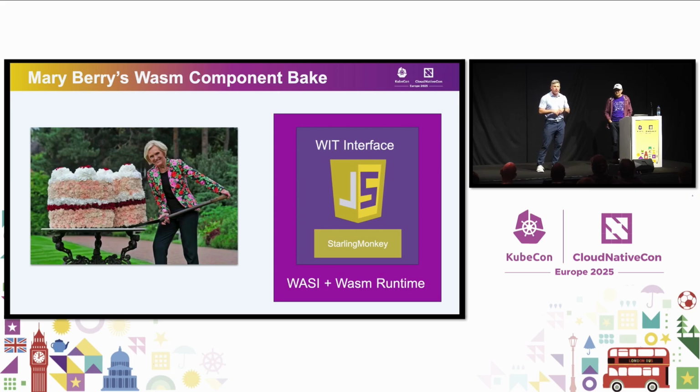StarlingMonkey is a derivation of SpiderMonkey and gives us some really nice runtime characteristics, specifically for running really, really low latency starts. So this is really nice if you were running a function-as-a-service kind of thing. And then we're going to wrap it with a WIT interface, make it nice, and then run it within a WASI compatible Wasm runtime. We're going to make that really awesome layered cake that Mary's showing.